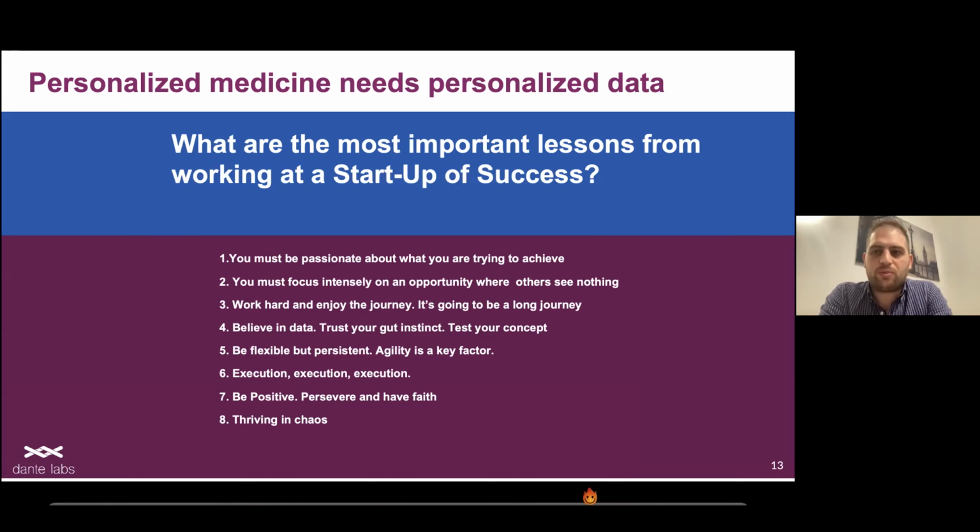Positivity is super important. I strongly agree with my colleague before saying that even in tough and hard times, you have to keep a positive attitude. You have to keep a positive influence on your team. And lastly, but not least, is thriving in chaos. Chaos is very common. It's going to be very common in a successful startup experience. Chaos is going to be very hard to manage, but navigating chaos is going to be key to success.